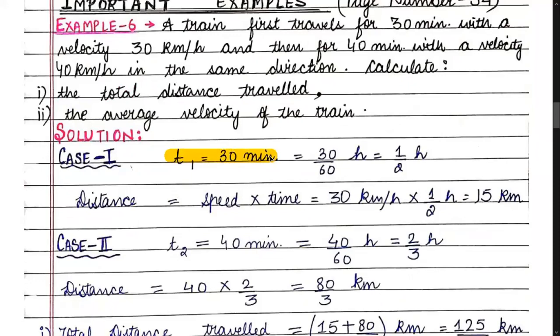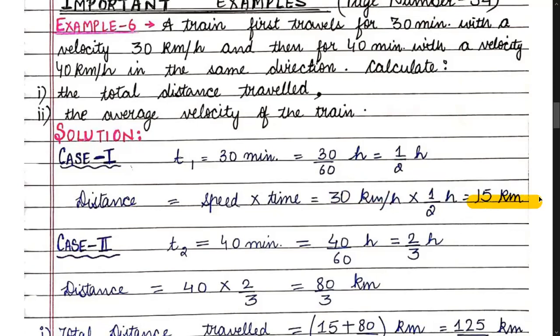When time is 30 minutes and speed is 30 kilometer per hour, convert 30 minutes into hours and then find the distance, that is, how much distance it has traveled in the first 30 minutes. The formula of distance is speed multiplied by time. So 30 kilometer per hour into 30 minutes, which means half an hour, so our distance comes out to be 15 kilometer.